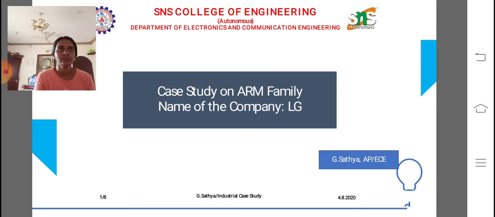Most of the electronic components are manufactured by the LG company. This LG company's products mainly depend upon the ARM family. So what are all the electronic components that depend upon the ARM processor? They are lower end applications, higher end applications and middle applications. We will discuss them one by one as our case study topic.